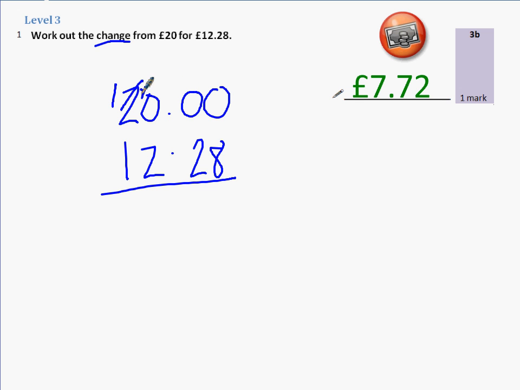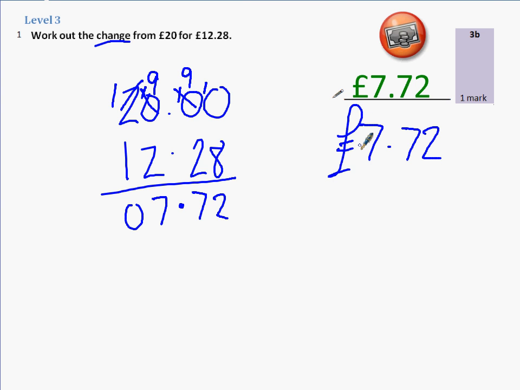Then you go over to 10, and you take 1 from 10 and make it 9, and give the 1 that you've just taken, put it there. And then you go next door, and you cross it out, and you make that a 9, and give the 1 that you've just taken and put it there. So now you can do it. 10 take away 8 is 2, 9 take away 2 is 7, decimal point, 9 take away 2 is 7 again, and 1 take away 1 is 0. So you write £7.72 and you remember the pound sign.